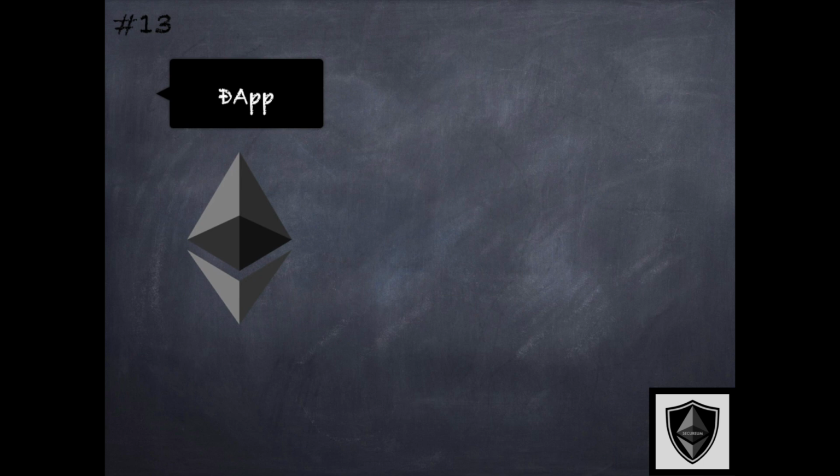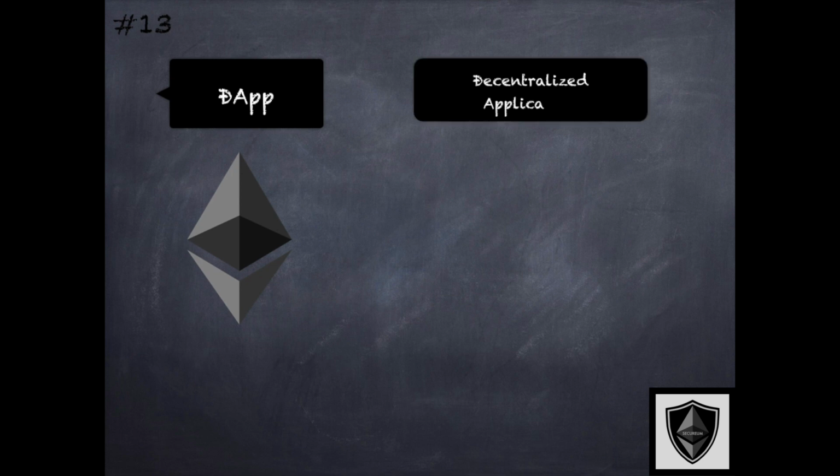DApp, Decentralized Application, or DApp as it is abbreviated. This is something that you will come across often whenever you build any application on Ethereum or on a blockchain. You're building it on a decentralized infrastructure, so the application is really fundamentally different from the mobile applications or the desktop applications that we are used to today. So these are referred to popularly as decentralized applications.